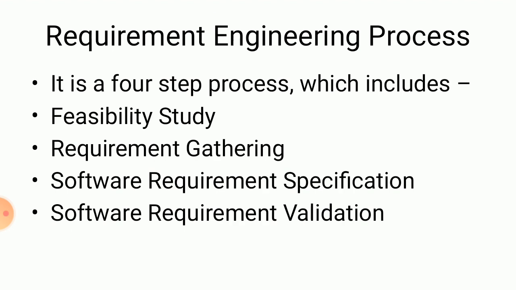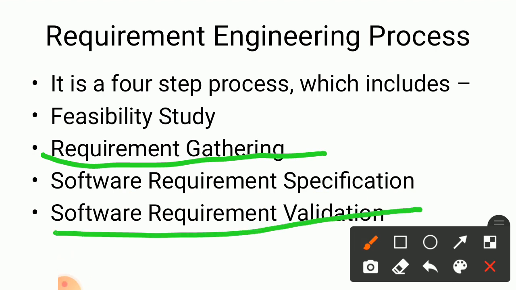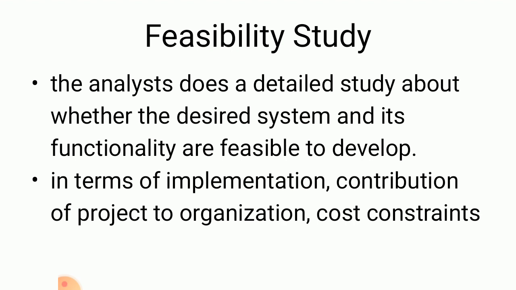Now, if we study what the steps in the requirement engineering process are, there are basically 4 steps. One is feasibility study. Next is requirement gathering, then software requirement specification preparation, then software requirement validation. So the 4 steps are, first of all, feasibility study, then requirement gathering, software requirement specification, and software requirement validation. One by one we will go through all these 4 steps.